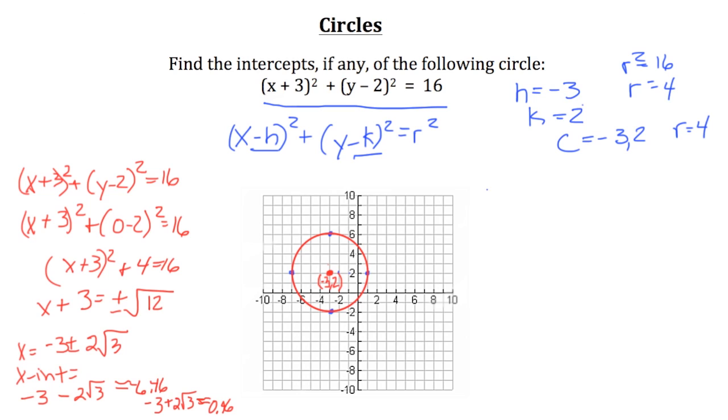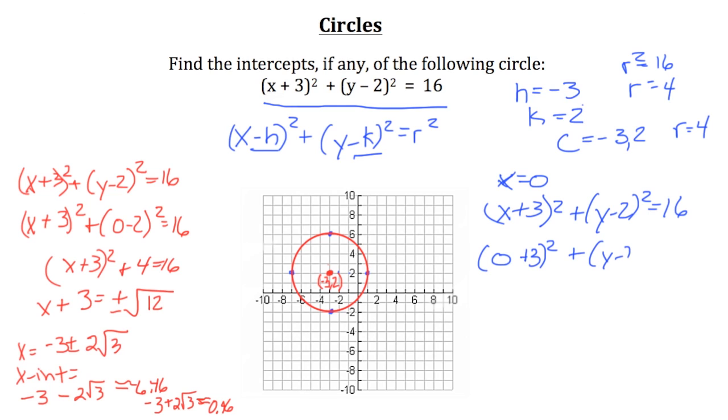Now to find the y-intercepts, if any, we're going to let x equal 0 and solve for y. So we do the same thing with the equation (x + 3)² + (y − 2)² = 16. And then, of course, we put (0 + 3)² + (y − 2)² = 16. 9 + (y − 2)² = 16.